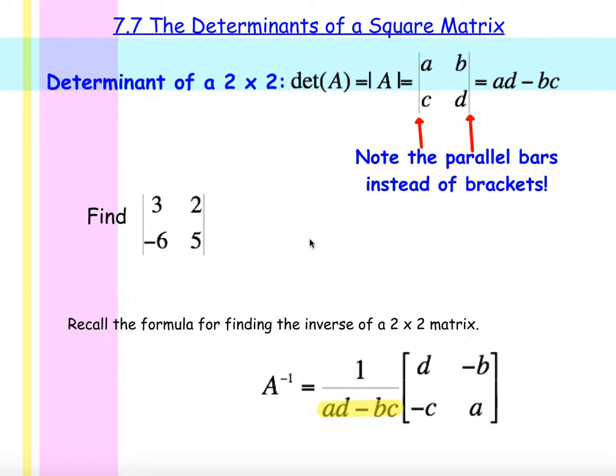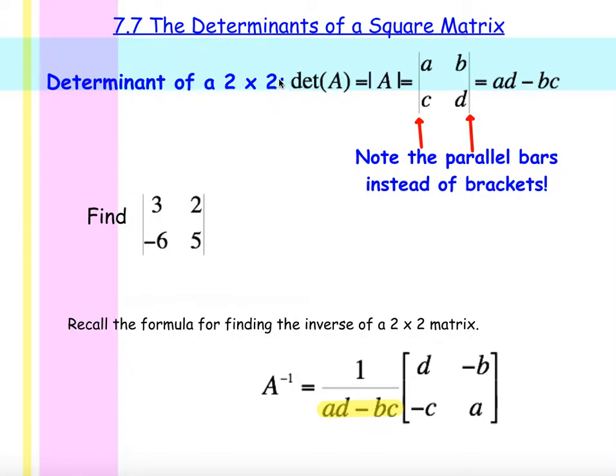Lesson 7.7, the determinants of a square matrix. What we're going to talk about is a determinant, and a determinant is a number value that is associated with a square matrix. So again, notice determinants are strictly for square matrices. You will not have a determinant for a matrix that's not square.